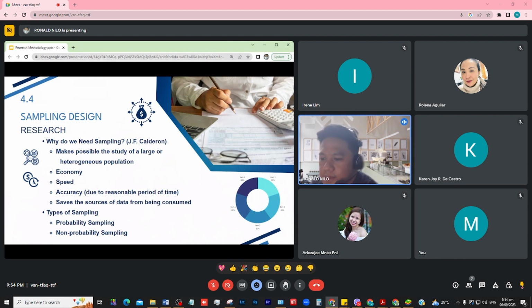Probability sampling is selected from the population by means of some systematic way in which every element of the population has a chance of being selected. The types, as enumerated in the Blue Book, are the random, systematic, stratified, cluster, area, double, and multi-stage.